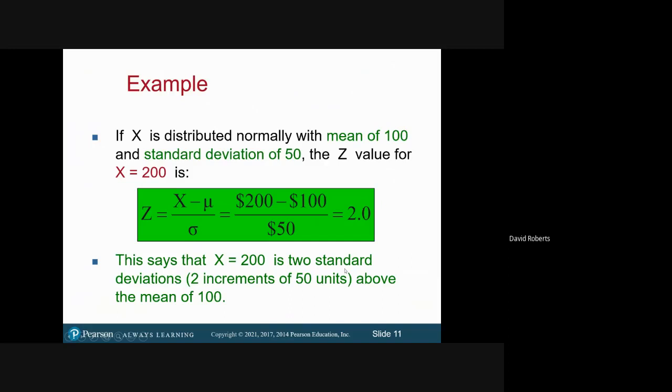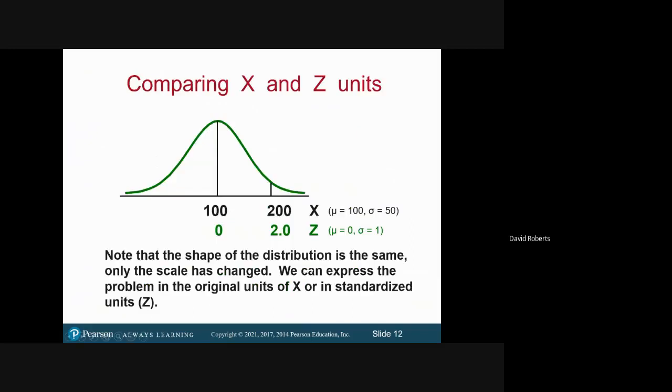So this is 2 standard deviations. You have to be careful. It represents the number of standard deviations, not the size of the standard deviation. 50 is the size of the standard deviation. 2 is the number of standard deviations. So in this particular case, from 100 to 200 is 2 standard deviations to the right. Now, if we have 2 standard deviations to the left, that would be 95%.